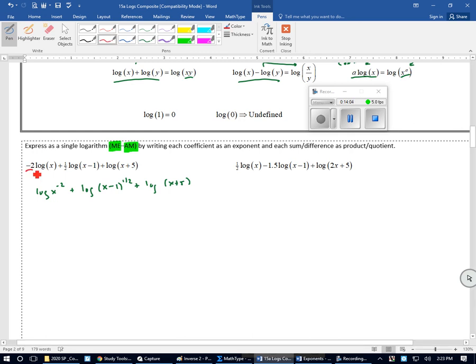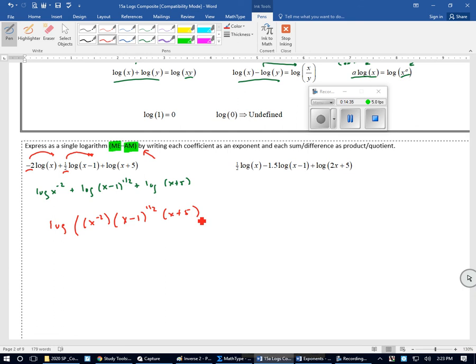I took each of these things that was times the log and turned it into an exponent. And finally, adding or subtracting becomes multiplying. Adding or subtracting becomes multiplying or dividing. I have x to the negative 2 times x minus 1 to the 1/2 times x plus 5. Each coefficient as an exponent, and each sum or difference as a product or quotient.